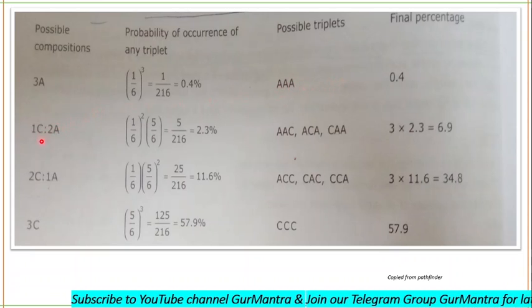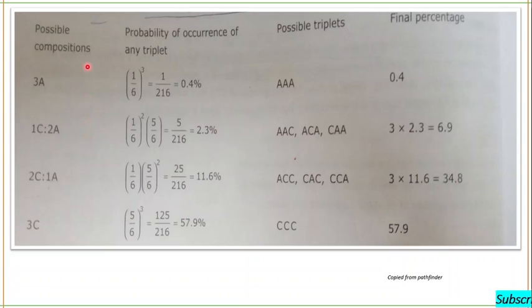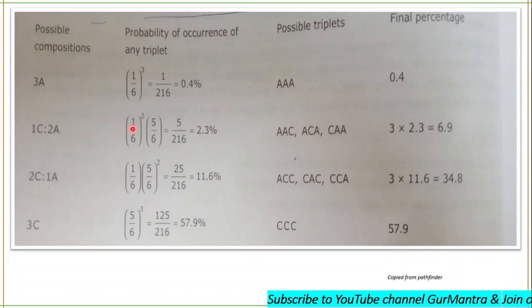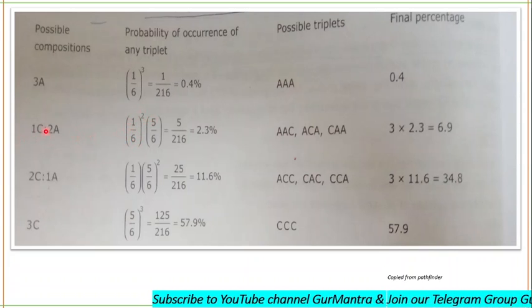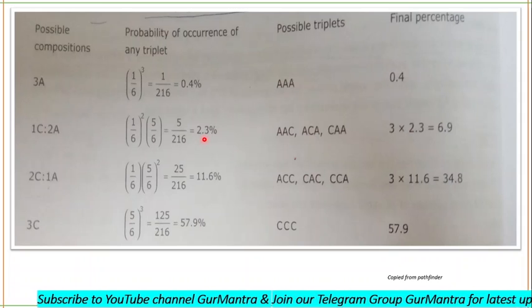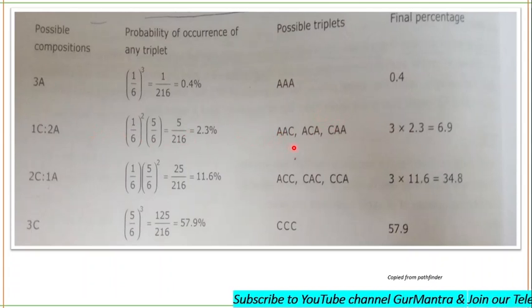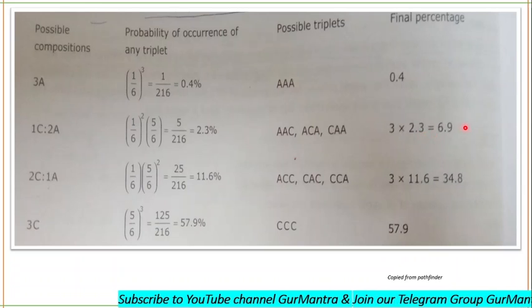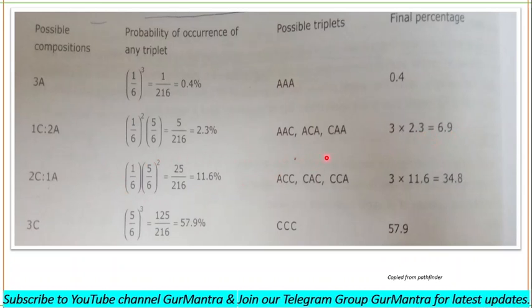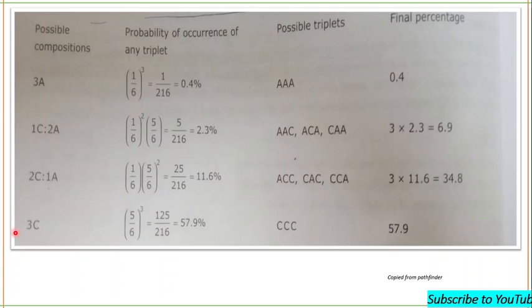If the ratio is 2A to 1C, you have to find out the possible composition. Okay, this is the possible composition. Now 2A means 1 by 6 squared, and 1C means 5 by 6. Here you get 2.3%. And there are 3 possible triplets with 2A and 1C, so 3 into 2.3 becomes 6.9. Similarly, you can know the frequency of other possible nucleotides as well.